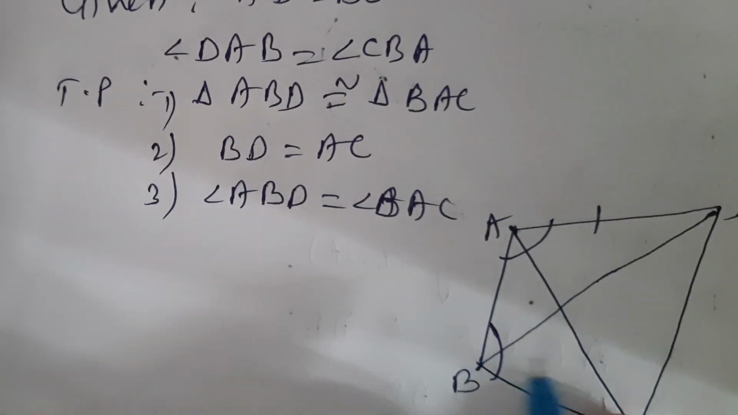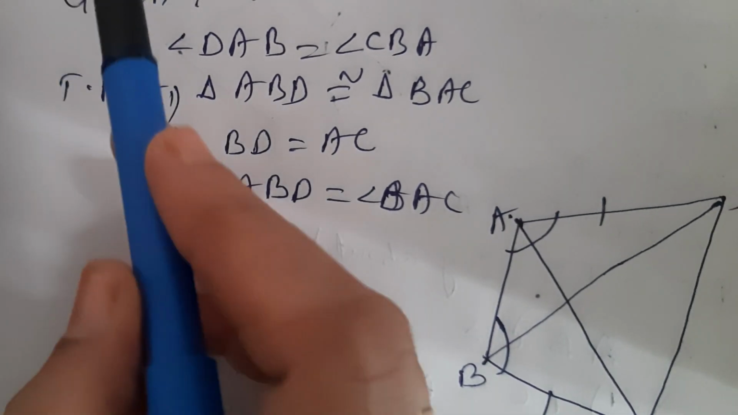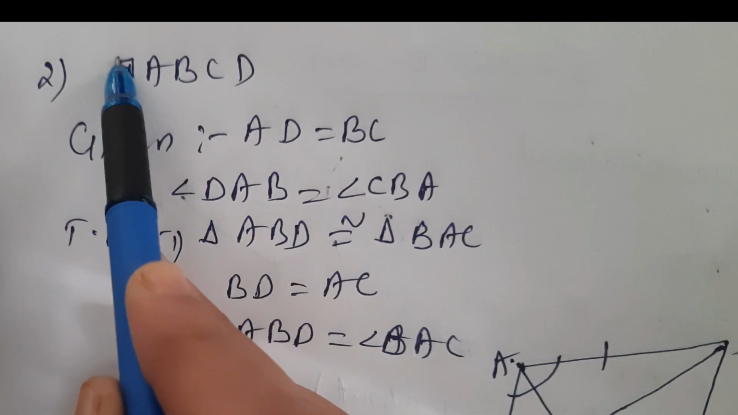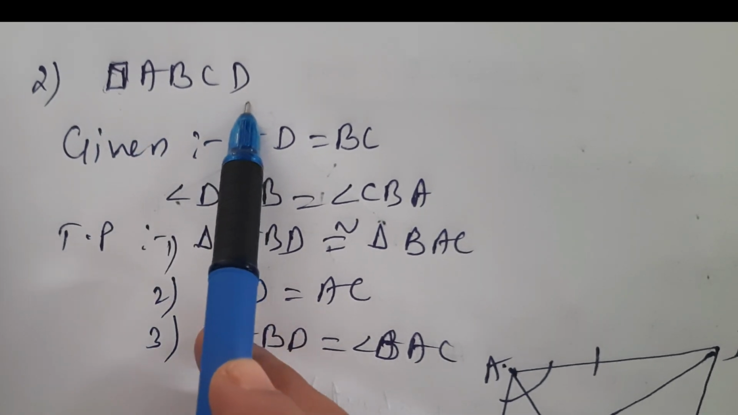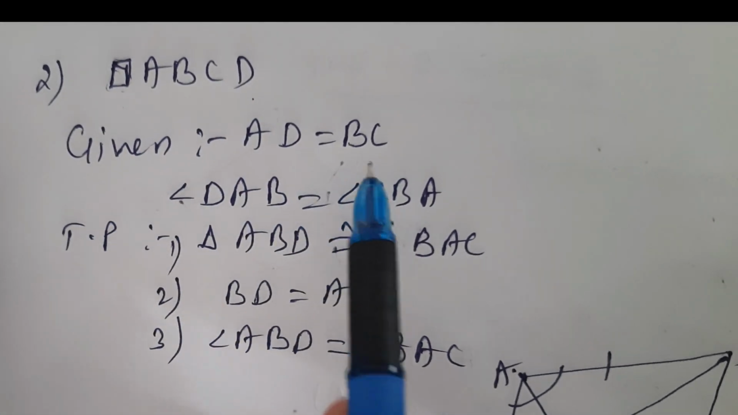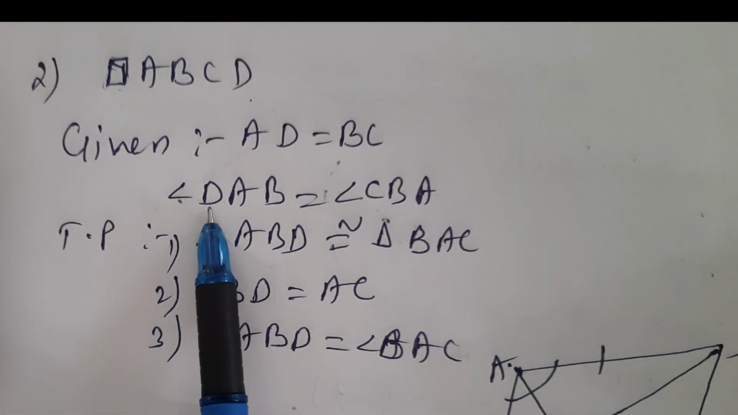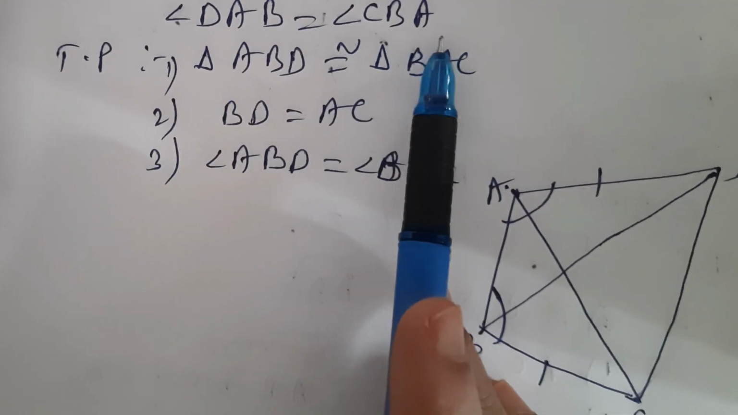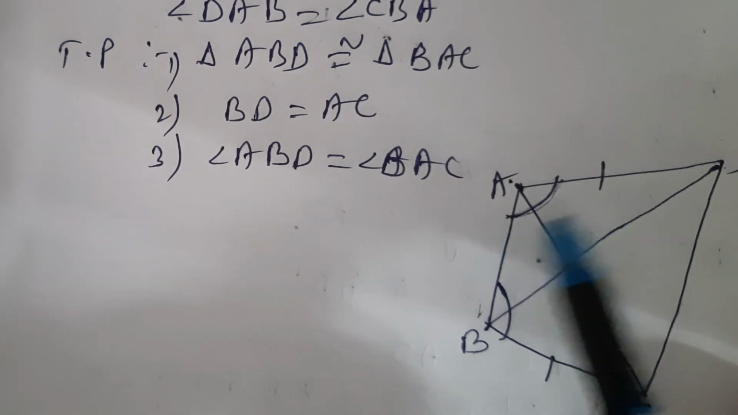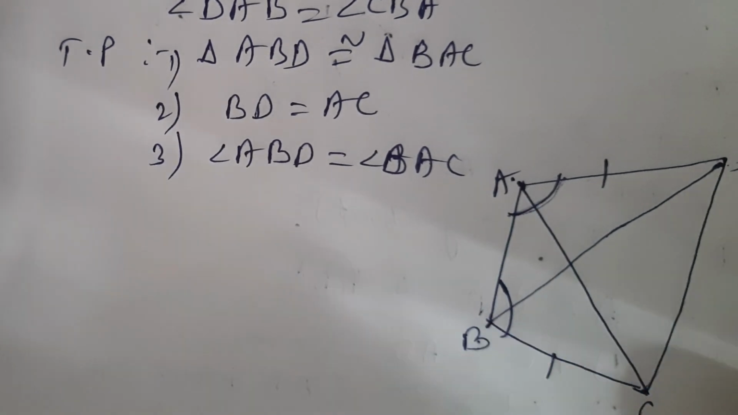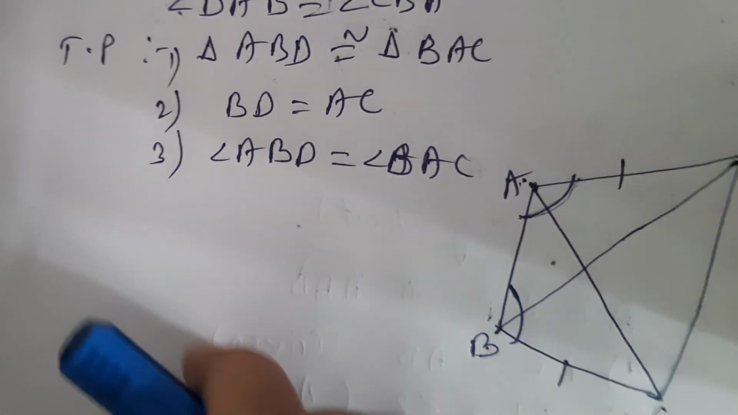In the second question, it is again given ABCD is a quadrilateral, that is, this is the symbol of the quadrilateral. Instead of writing the complete word quadrilateral, we can just use the symbol. ABCD is a quadrilateral where it is given AD and BC are equal sides. So here AD is equal to BC and angle DAB is equal to angle CBA. Here the equal symbol is represented. Angle DAB is equal to angle CBA. So both the angles are equal.